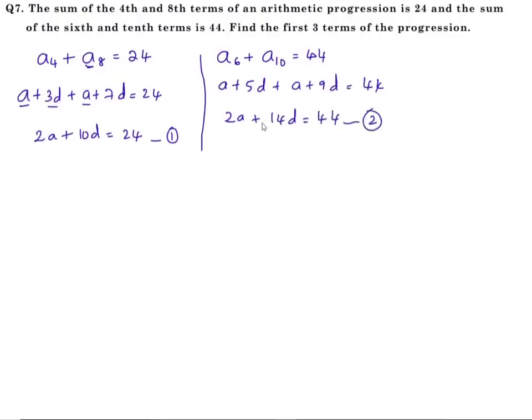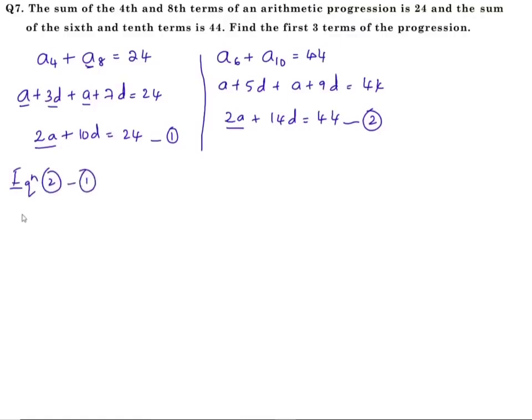So this is an equation in two variables. We can solve by elimination method. See here students, we have 2a and 2a here, but signs are the same. To cancel it, what should I have? I should have different sign. To get different sign, what I'll do? I'll subtract equation 2 minus equation 1. Equation 2 minus 1. What do I get?